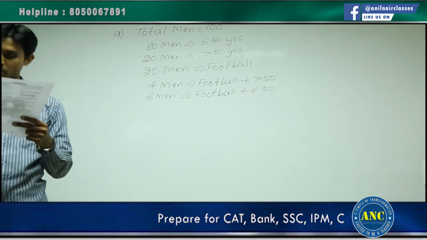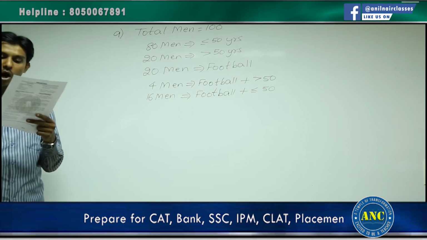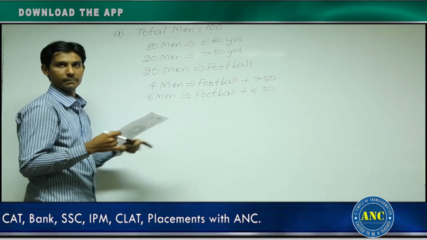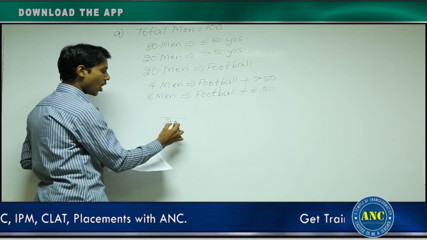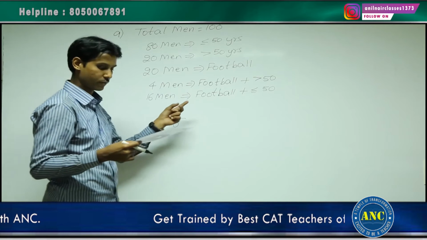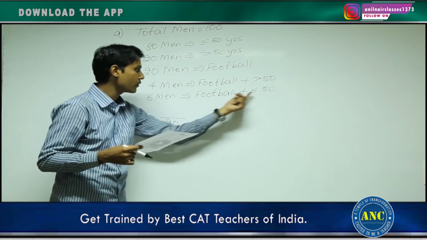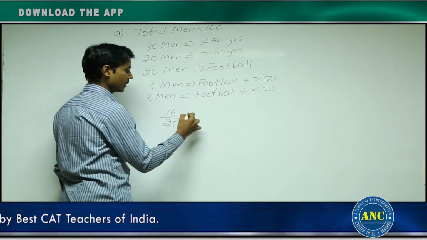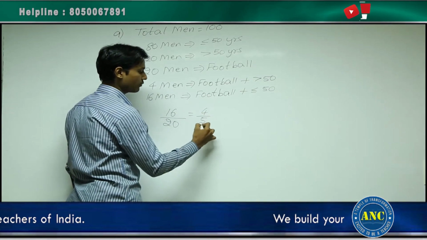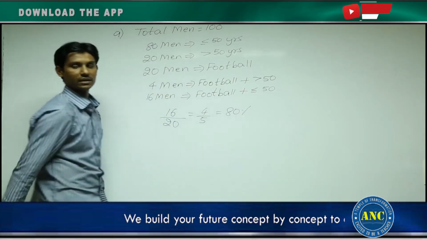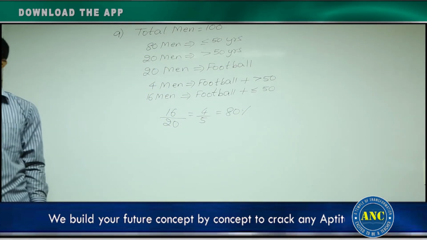Understanding, right? What is the question? Your question says, what percentage of the football players, how many football players are there? 20. Totally out of 20, what percentage of the football players are less than or equal to 50 years? Less than or equal to 50 years football players, how many are there? 16. Your answer is 16 by 20. 16 by 20 is 4 by 5. 1 by 5 is 20%. 4 by 5 is 80%. Answer is 80%. Clear, right?